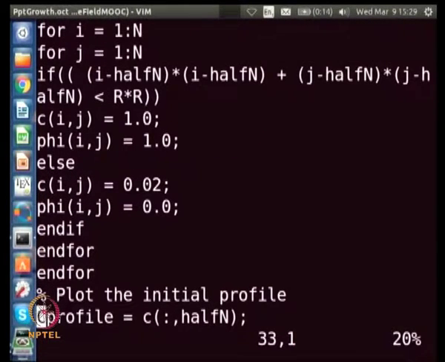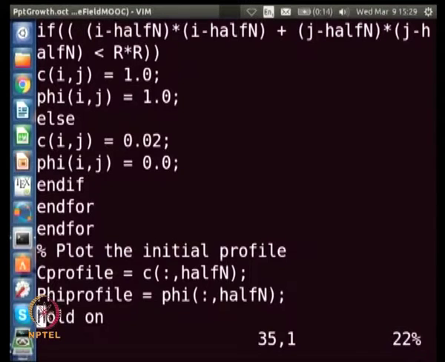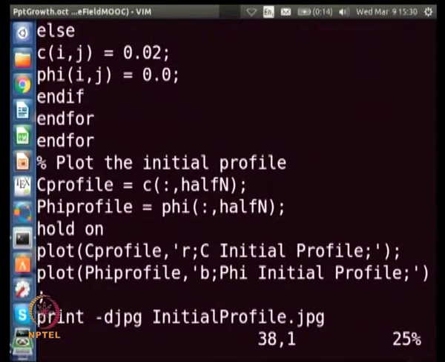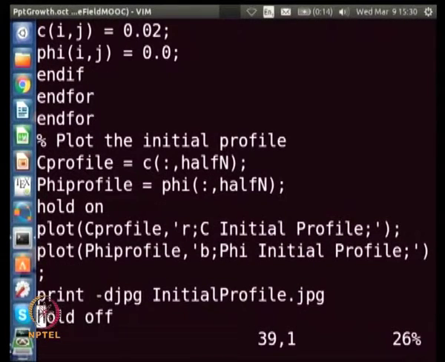So we have the initial profile. We take the central line across which we plot the C profile in red and the phi profile in blue, and we write the solution to a file. This print -djpg initial profile.jpg is going to actually print a JPEG file which will have the initial profile.